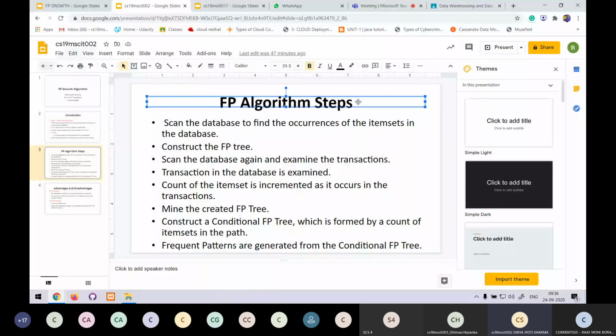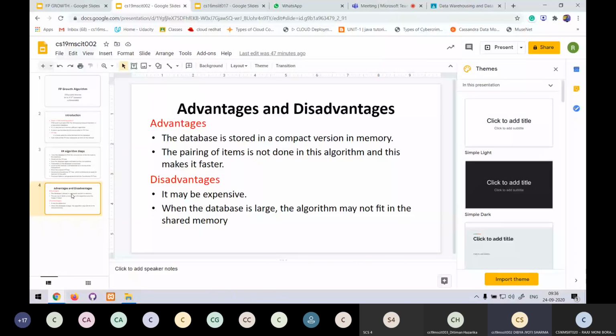The FP-Growth algorithm's advantage is that the database is stored in a compact version in memory, and candidate generation of the item set is not done in this algorithm, and this makes it faster. The main disadvantage of the FP-Growth algorithm is that it is expensive, and when the database is large, the algorithm may not fit in shared memory. Thank you.